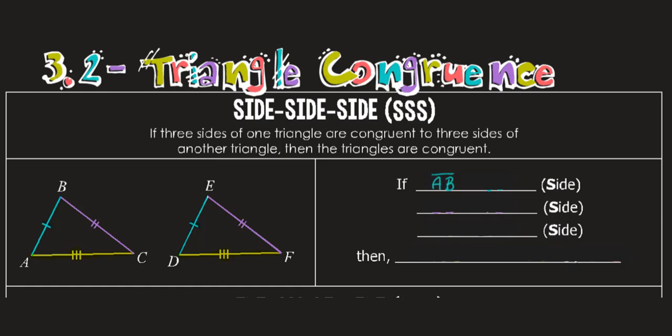If AB is congruent to DE and BC is congruent to FE and AC is congruent to DF, then triangle ABC is congruent to triangle DEF by SSS, or side-side-side theorem.